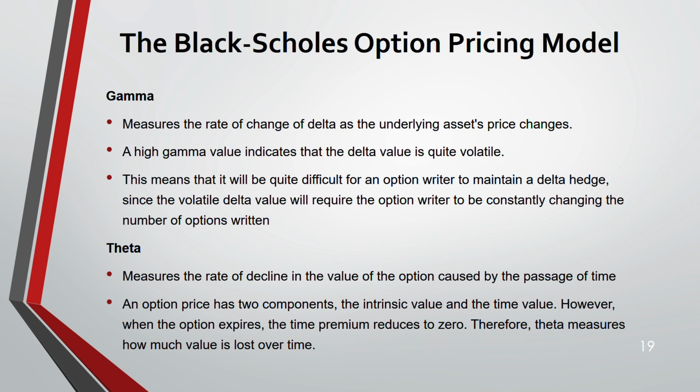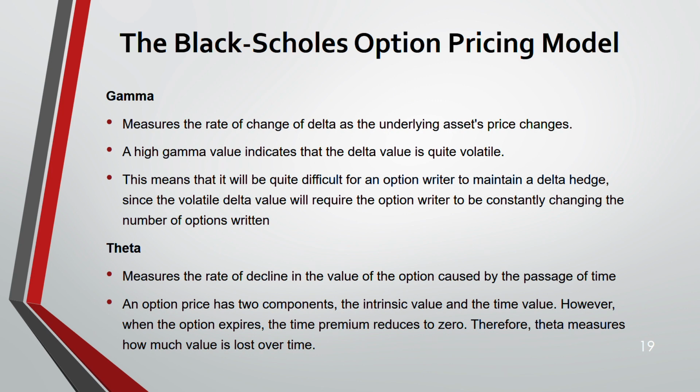Option price has two components. We went through that. One is intrinsic value, the other one is time value. But when the option is about to expire, will it have any time value? No, time value is 0. But it still has some value, that is intrinsic value. So therefore theta measures how much value is lost over time. Because time value is 0, there is no time value, theta measures how much value is lost over time.